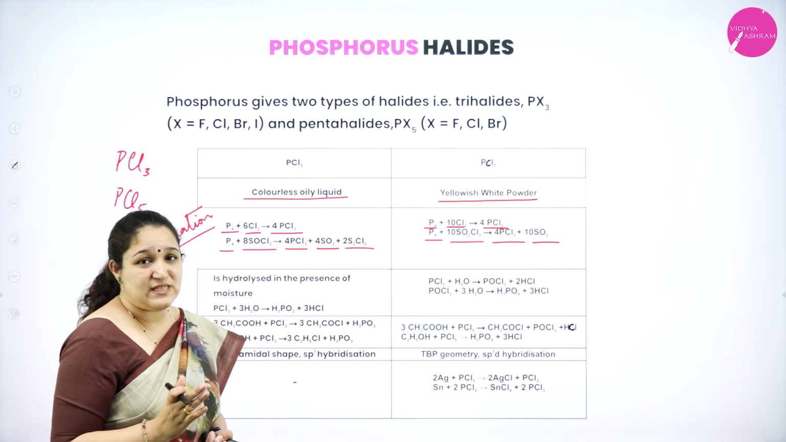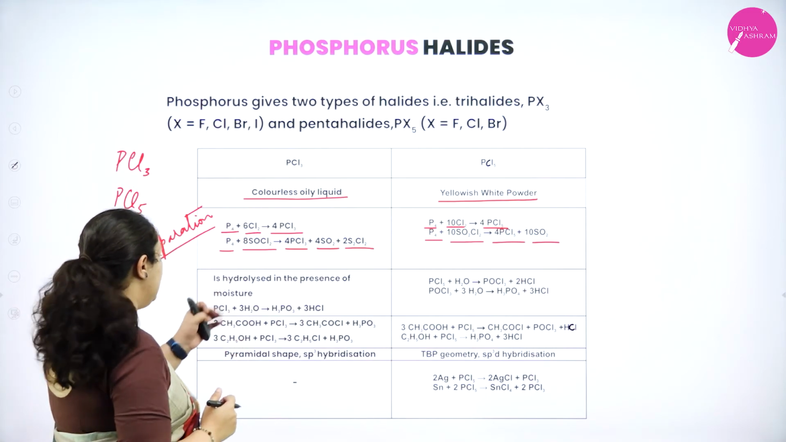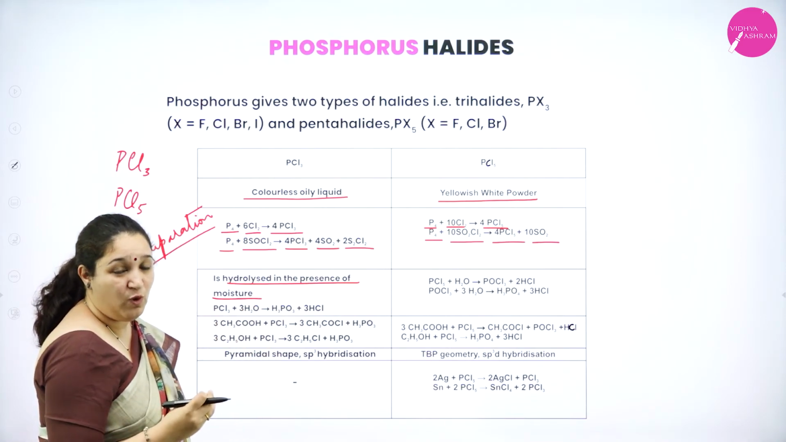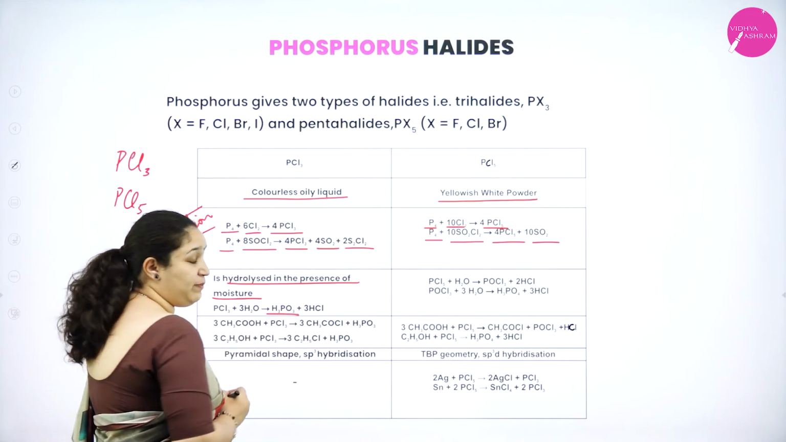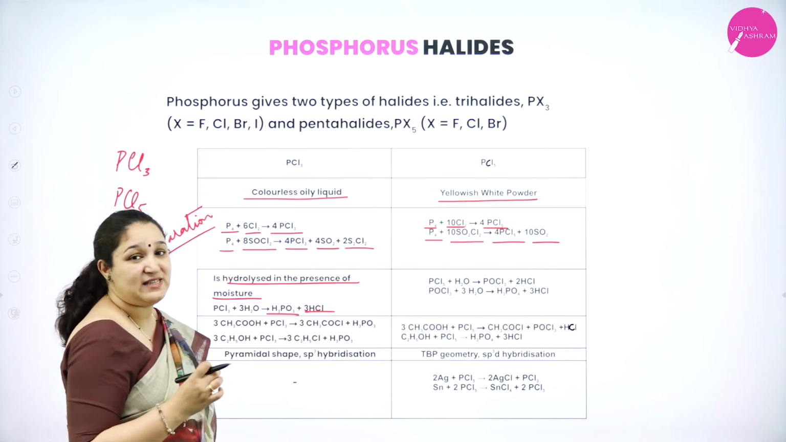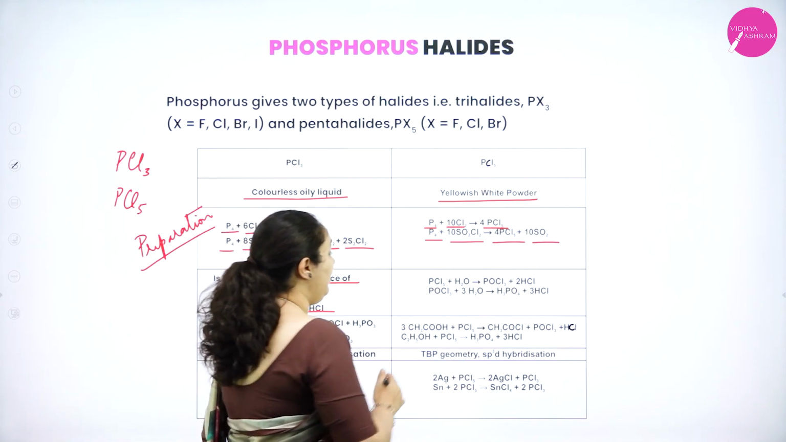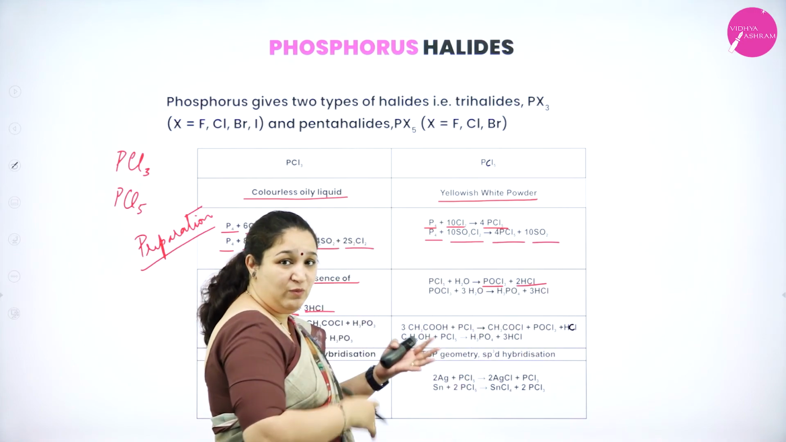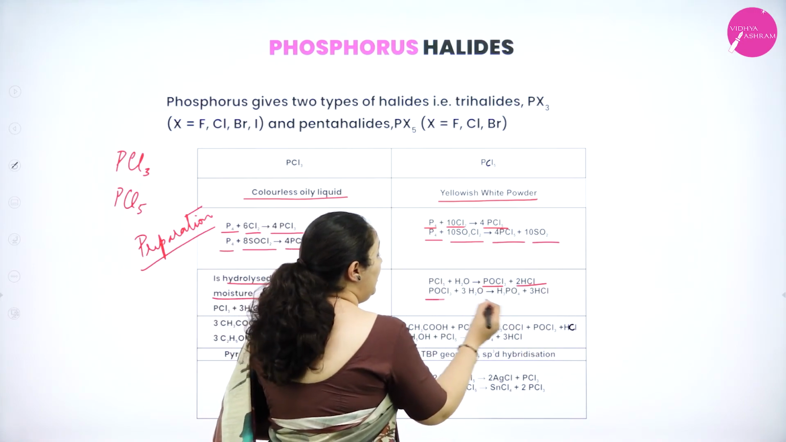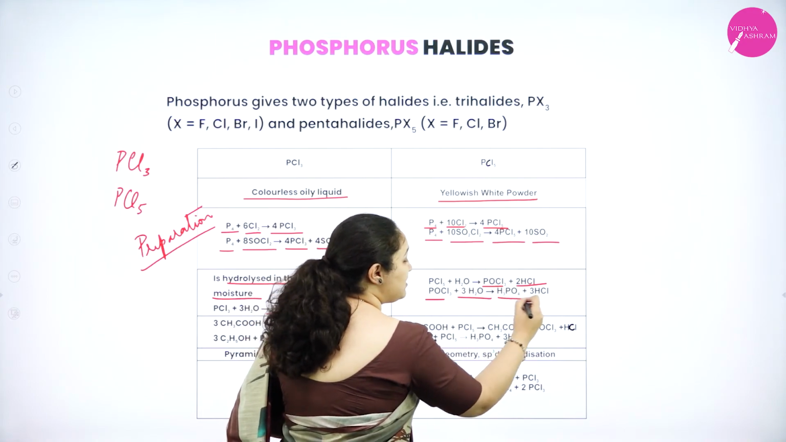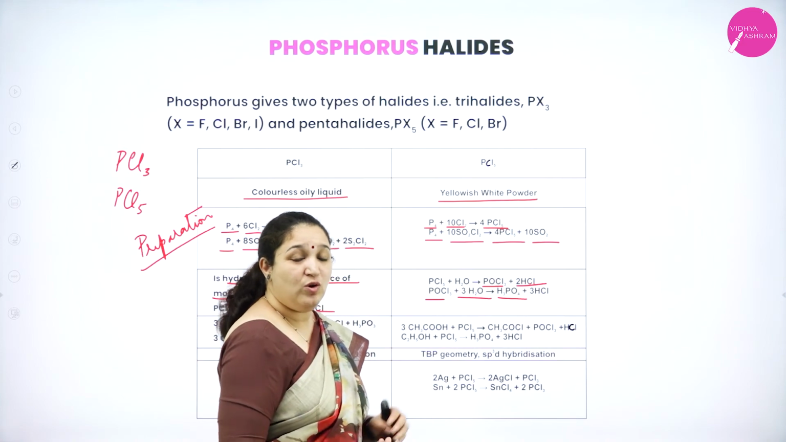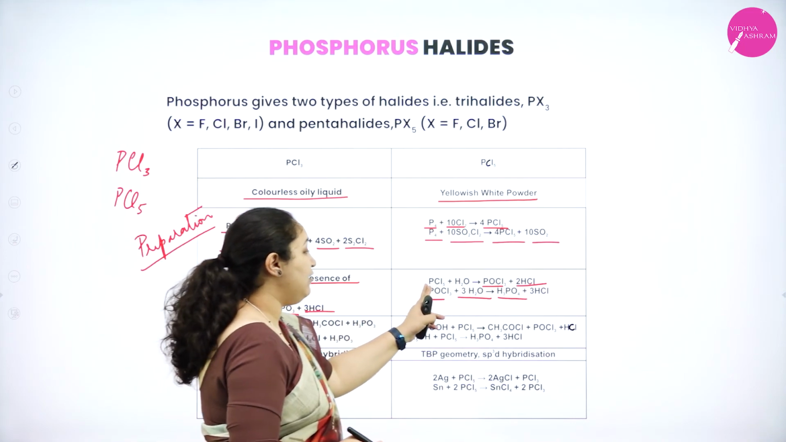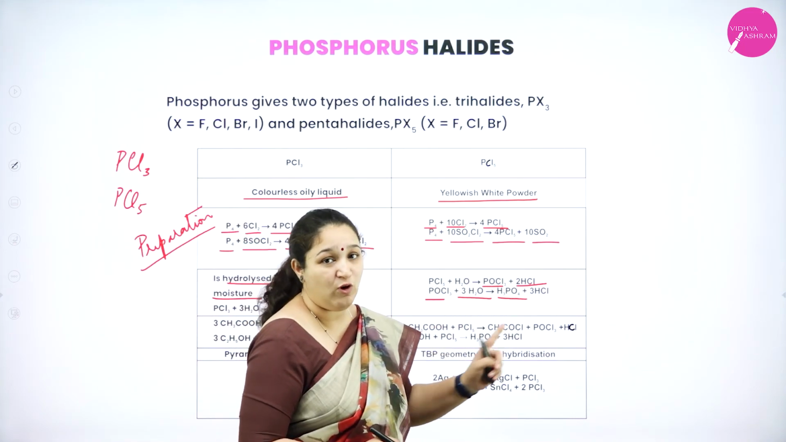Okay, next we'll see about their chemical properties. See, it is hydrolyzed in the presence of moisture, that is PCl3 in the presence of water or moisture will form H3PO3 and HCl. Same way PCl5 with water will form POCl3 and HCl. Further, POCl3, phosphorus oxide trichloride, will react with more moisture to form H3PO4 and HCl. So with PCl3, you will get H3PO3 acid, whereas with PCl5 ultimately you will get H3PO4 acid.